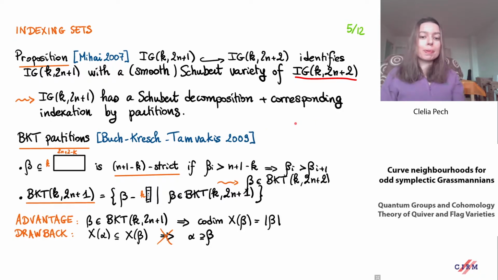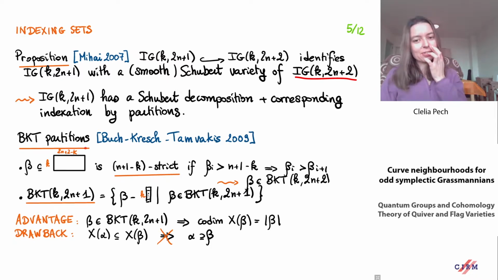And the best known one, I would say, apart from the Weyl group, would be those Buch and Kresch-Tamvakis partitions. In this talk, I'm going to focus more on the other set because it's maybe less familiar. But I'd like still to explain what those are.